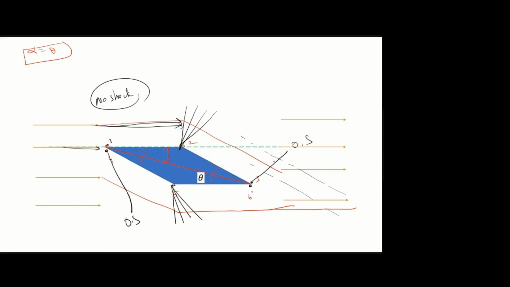No shock, sir. I told you, it's like a mirror image here and here. So here there is no shock. It is just straight, so this line and the flow are in the same direction. There is no shock. Is it clear? This case, should I repeat? Clear, sir. Okay.